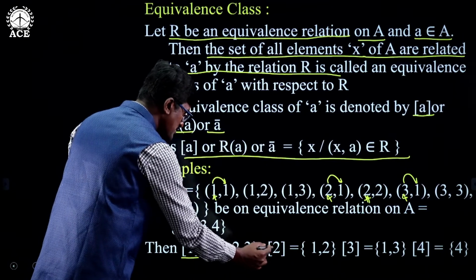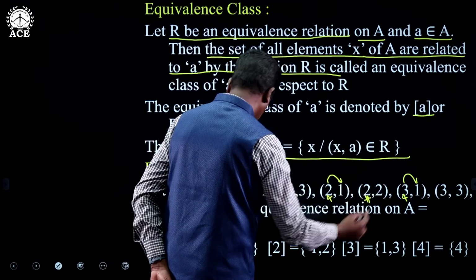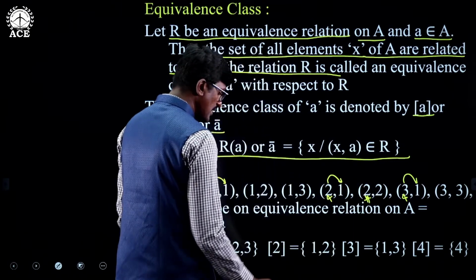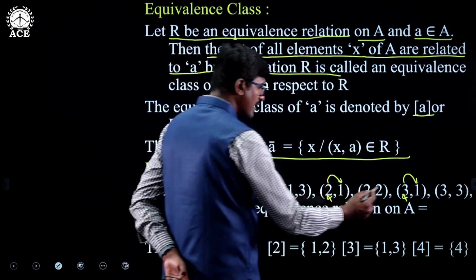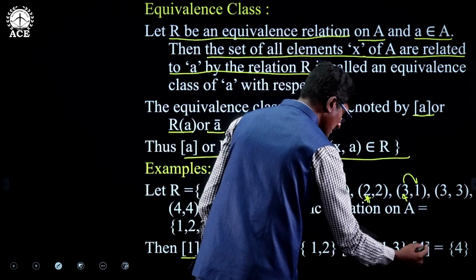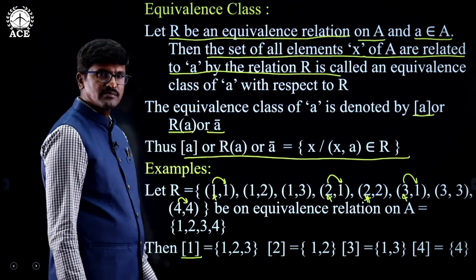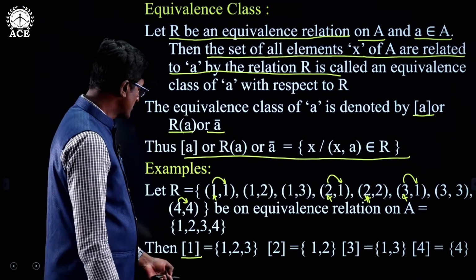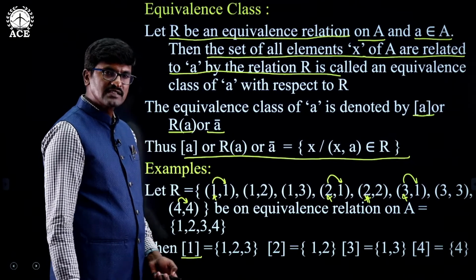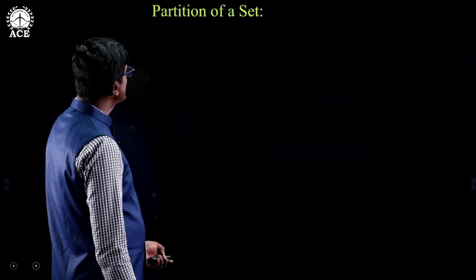Now this is the equivalence class of 2. 1 is mapped to 2, 2 is mapped to 2. So the equivalence class of 2 is only 1, 2. The equivalence class of 3: 1 is mapped to 3, and 3 is also mapped to 3, so it is 1, 3. Equivalence class of 4: only 4 is mapped to 4. Therefore, the equivalence class of 4 is only the element 4. This is about the equivalence class. So the equivalence class is defined for the elements in the set A when R is the equivalence relation defined on the set A. Now we'll see the partition of a set.